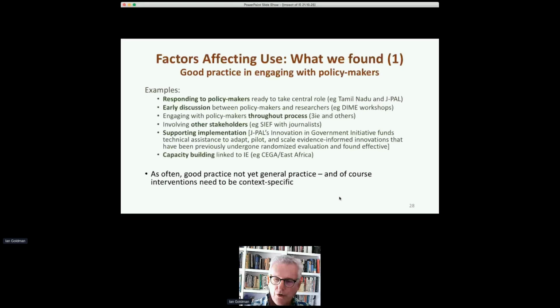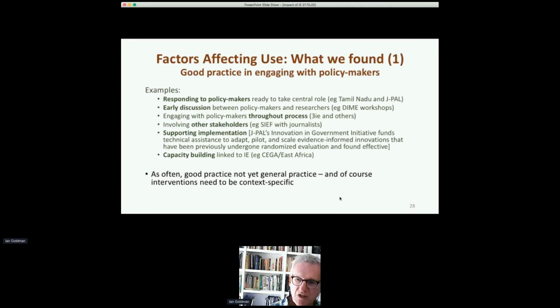So what did we find in terms of factors affecting use? And I should just say that the presentation, which will hopefully be shared, has got many more slides than this. I'm just highlighting some of the key slides. In terms of good practice and engaging with policymakers, we saw examples of responding to policymakers so they're ready to take a central role.